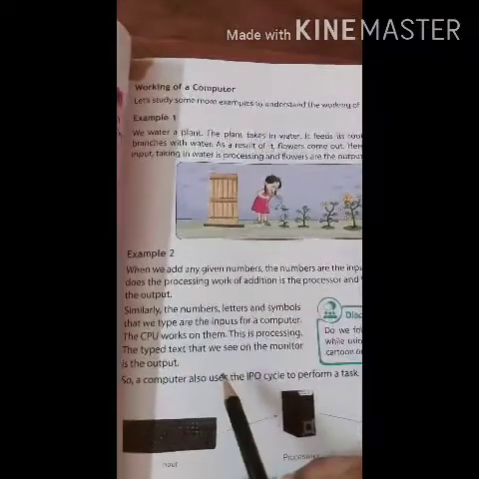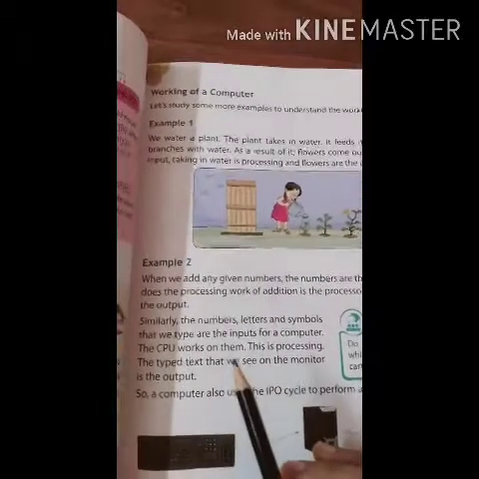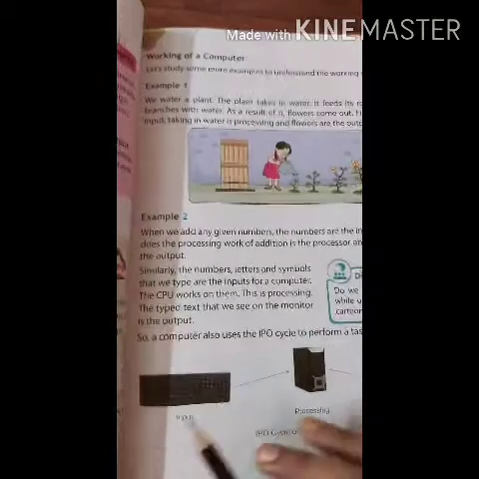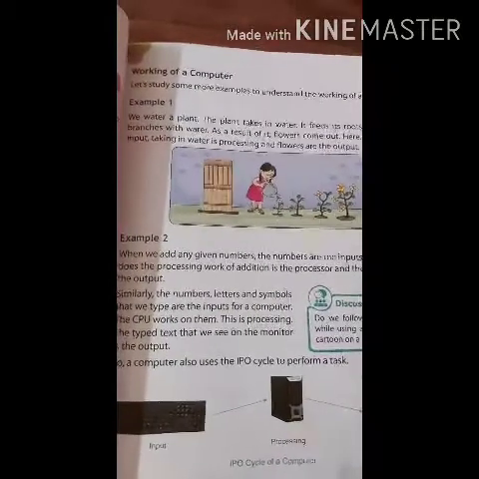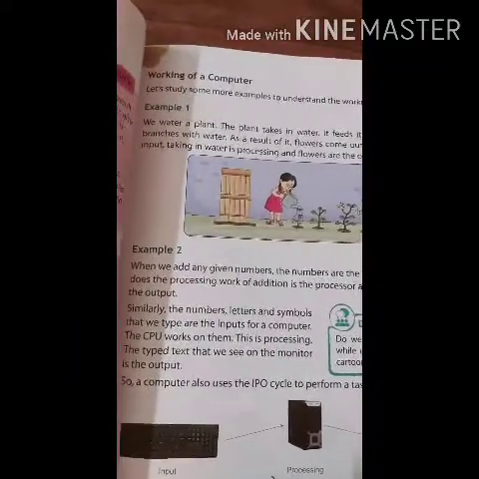This thing is clear, children? So please read this lesson, read this topic, at least working of a computer, these 3 pages 2 times, and try to understand this IPO cycle.